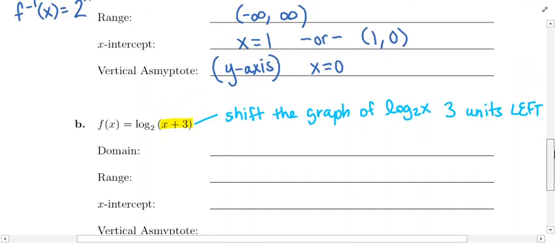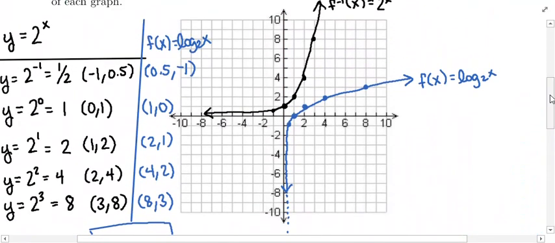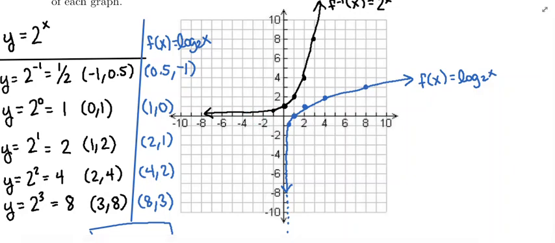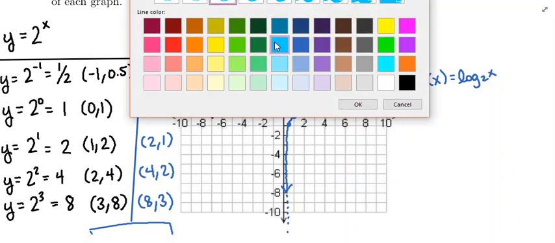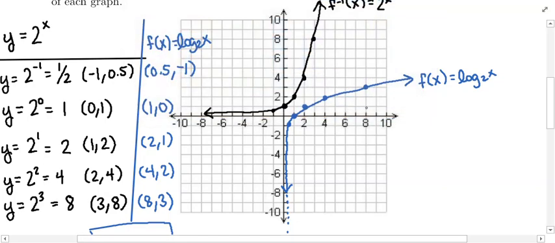Okay, so let's go do that. Let's go back up here. Remember, the black graph is 2 to the x, an exponential function. We need to shift the logarithm, log base 2 of x, the dark blue graph, 3 units left. We're going to start with the asymptote. Remember when we did exponential functions, I told you to always start with the asymptote and move that.